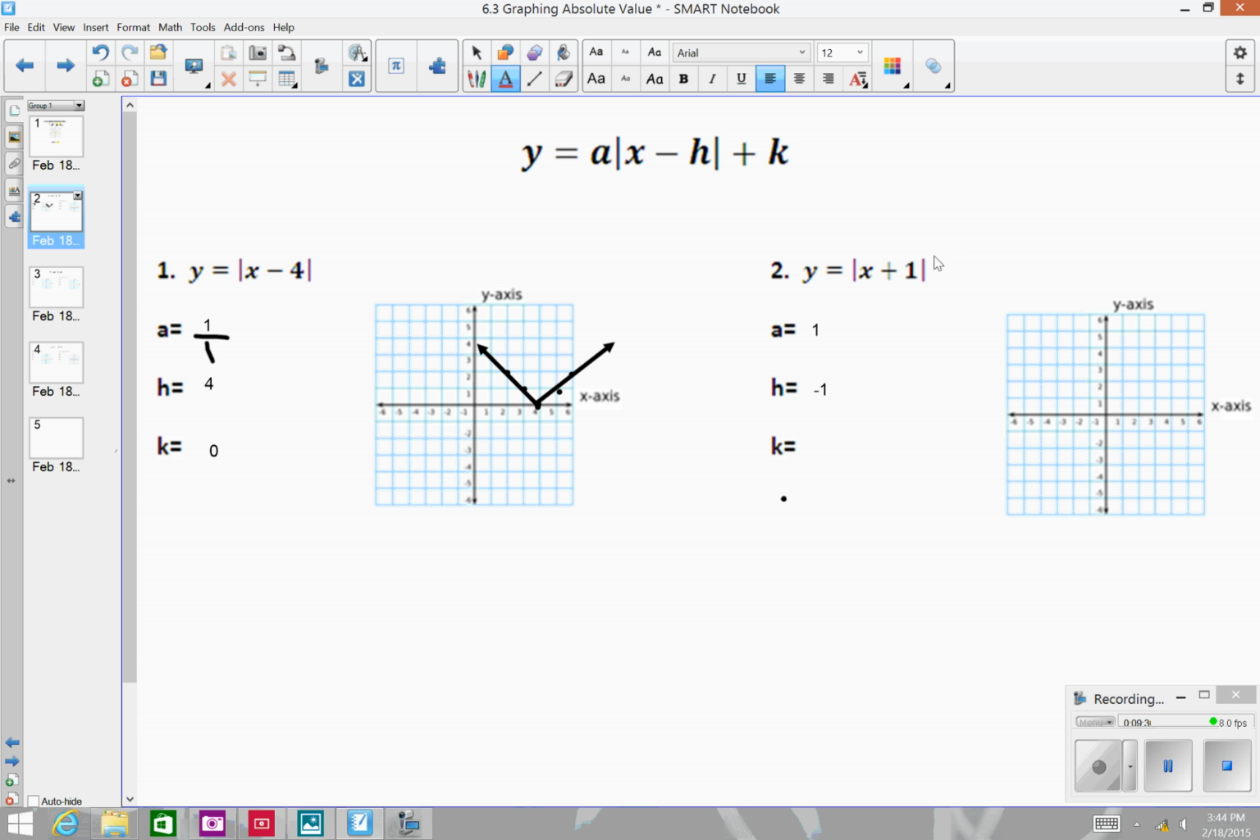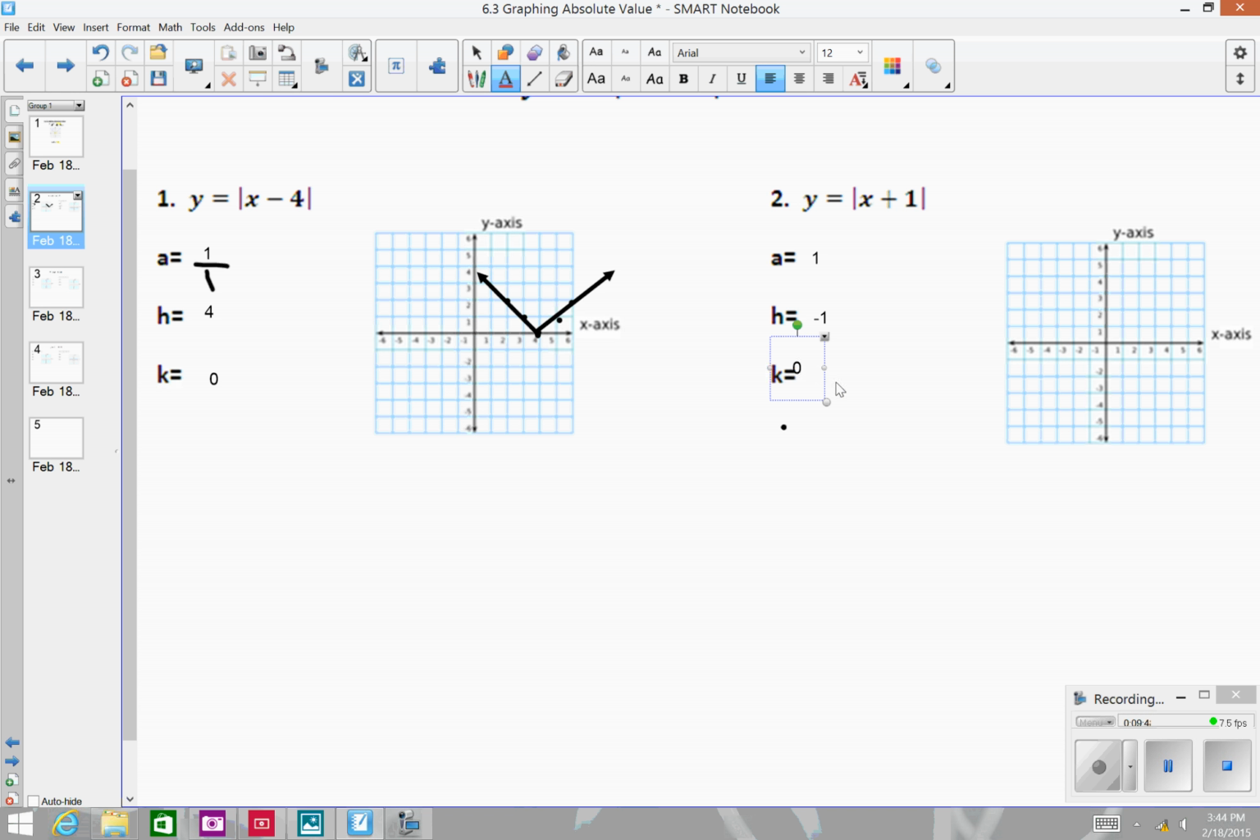Then our K value is what you see on the outside. Now, am I adding or subtracting anything? In this case, no. So I'm going to say that my K value is going to be 0. Okay, so I'm going to go here. Come on. There we go.